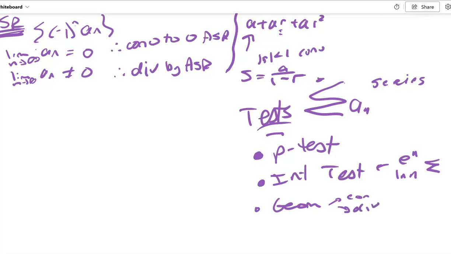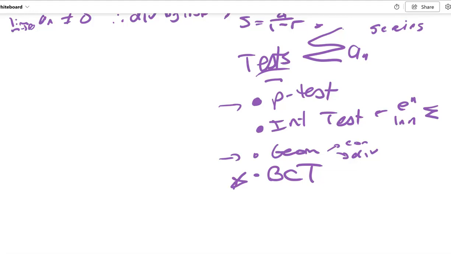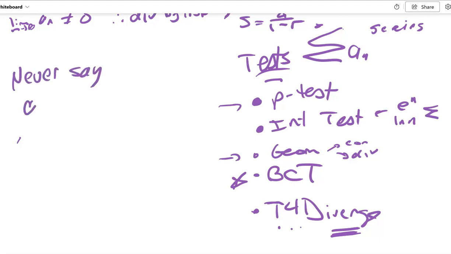diverge. You've got the basic comparison test. And many times the geometric or the p-test comes up while you're doing the basic comparison test, or you've got the test for divergence. So be careful with this test for divergence, because remember, you're checking to see if it diverges, right? So you're never going to say converge by test for divergence.